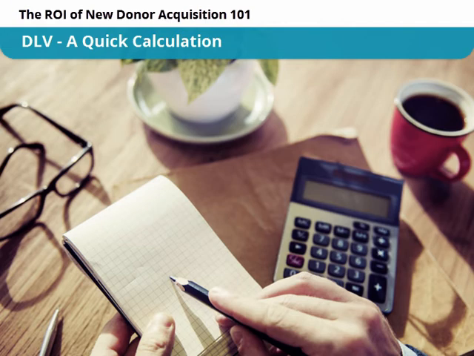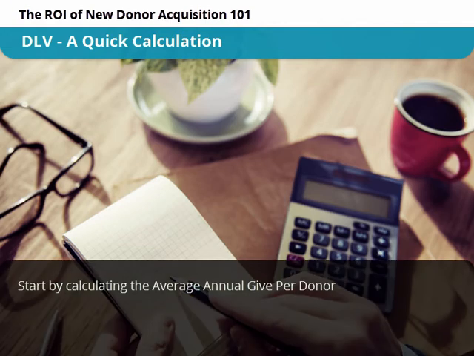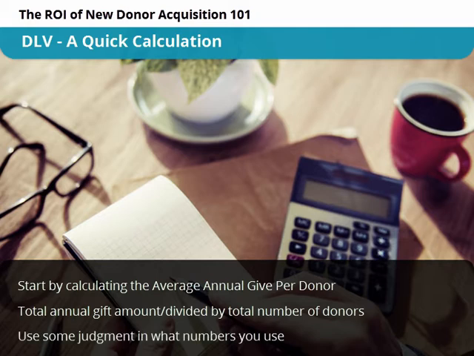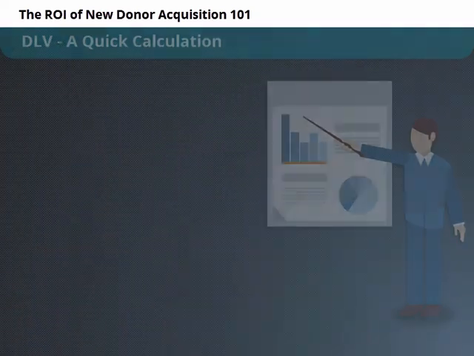You can calculate DLV by analyzing the giving history of your current donors. Start by determining the average annual give per donor. Do this by dividing the total annual gift amount of all donors by the total number of donors in that year. Use some judgment in what numbers you use here. For example, if in the past year your nonprofit received an unusually large gift from a single donor, you may want to exclude that donation so it doesn't throw off the average.